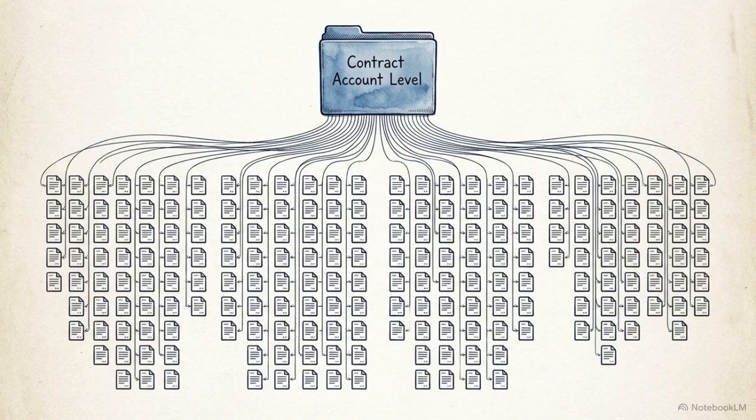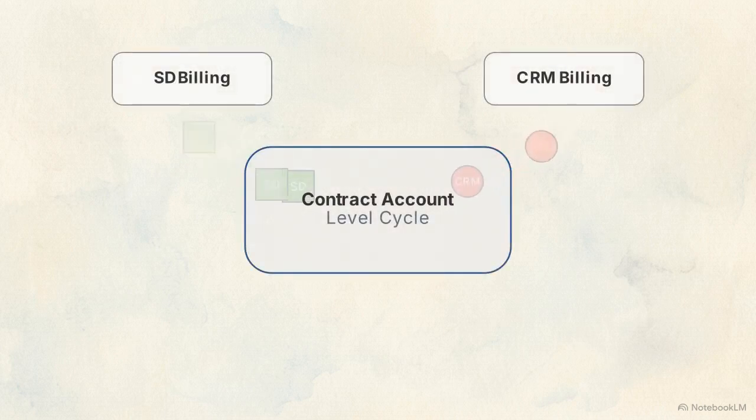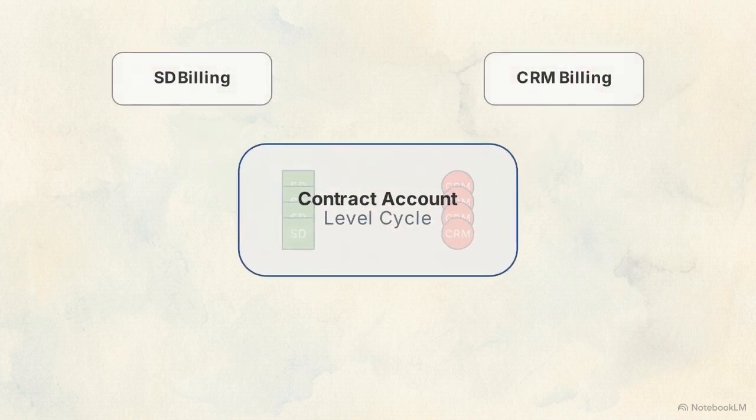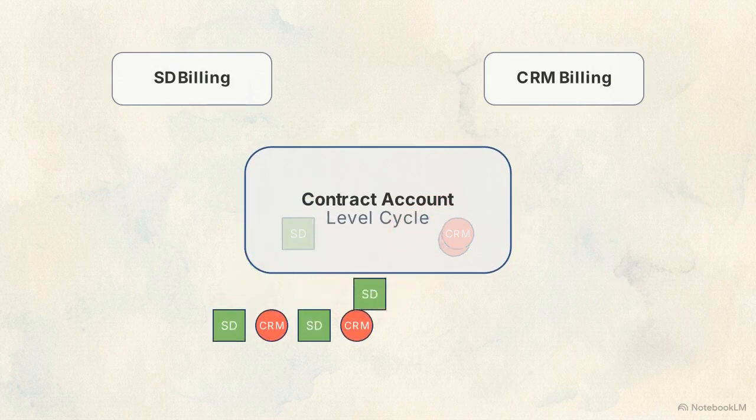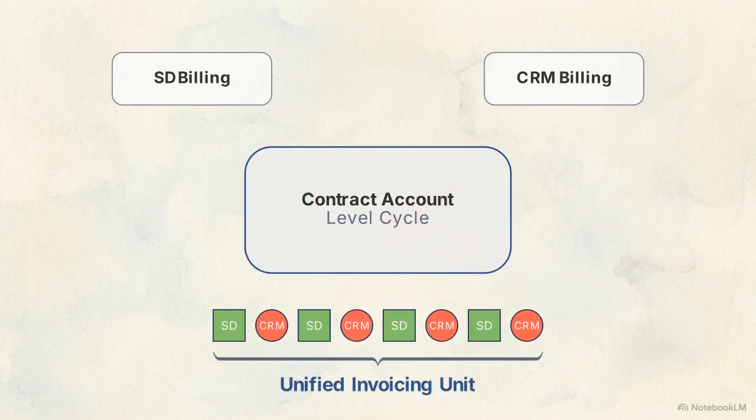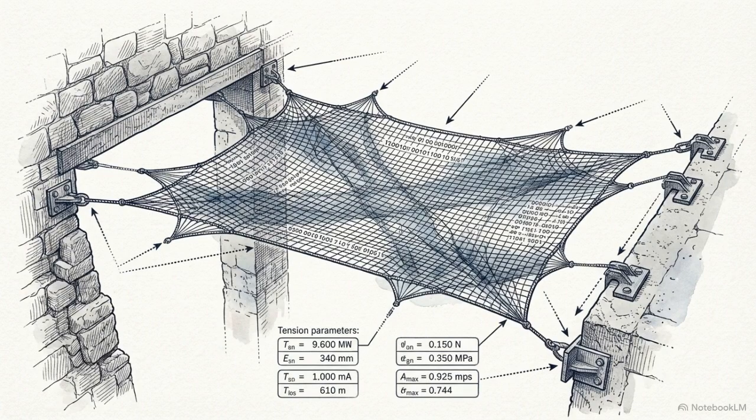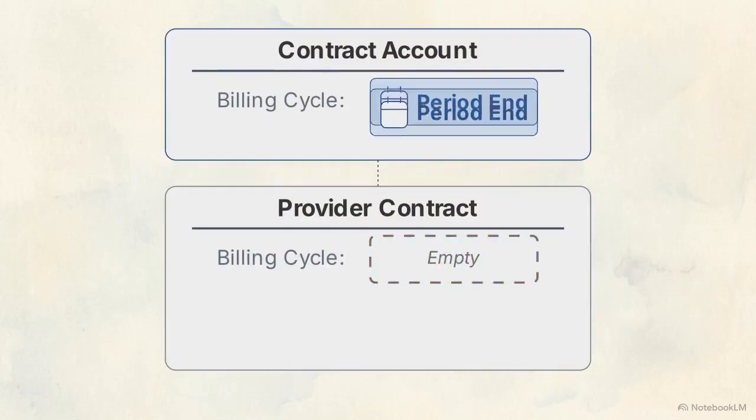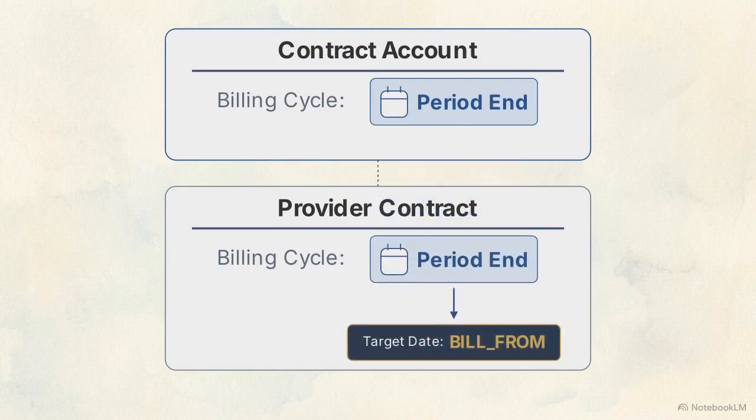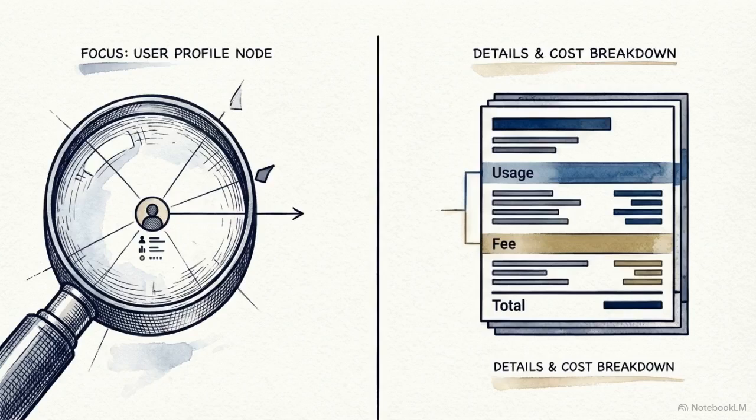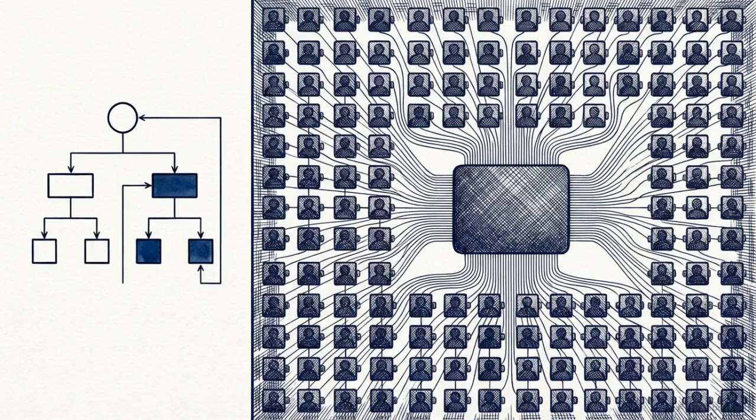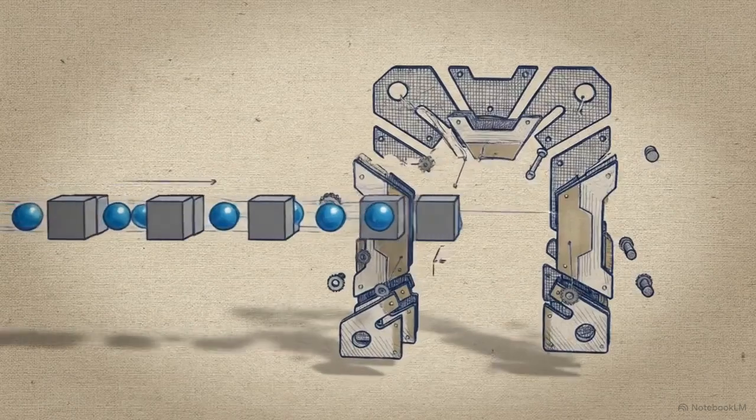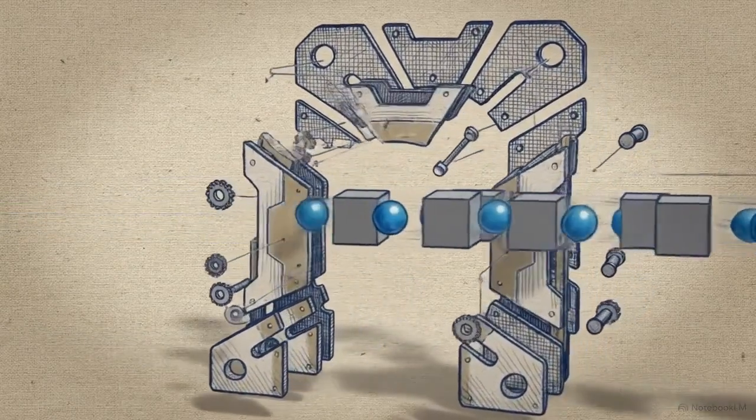Placing the cycle at the contract account level carries broader implications. At this higher level, the cycle serves to synchronize the downstream invoicing of entirely different source document types, such as merging SD billing documents with CRM billing documents. Additionally, this contract account cycle acts as a safety net, passing down its period end as the default bill from target date for any subordinate items that lack specific instructions. By understanding this precedence, architects can actively choose between hyper-specific synchronization at the individual product level or broad synchronization covering an entire account. With the configuration finalized, the two separate revenue streams no longer bypass each other.